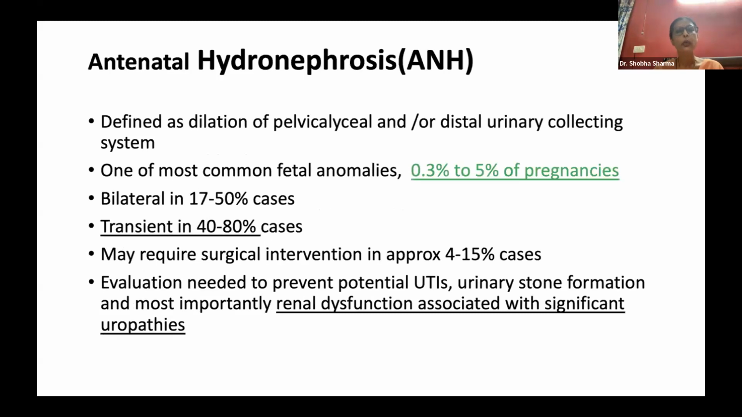So to start with, we know antenatal hydronephrosis is the dilatation of the pelvicalyceal system with or without distal urinary collecting system. And rightly so, it is the most common type of the congenital anomaly of kidney and urinary tract, as it was previously also described, and it is seen in around 0.3 to 5% of pregnancies. And it is bilateral in about 50% of the cases, but the good news is that most of the cases resolve with time in the postnatal or antenatal period, but a small number of them may require surgical intervention.